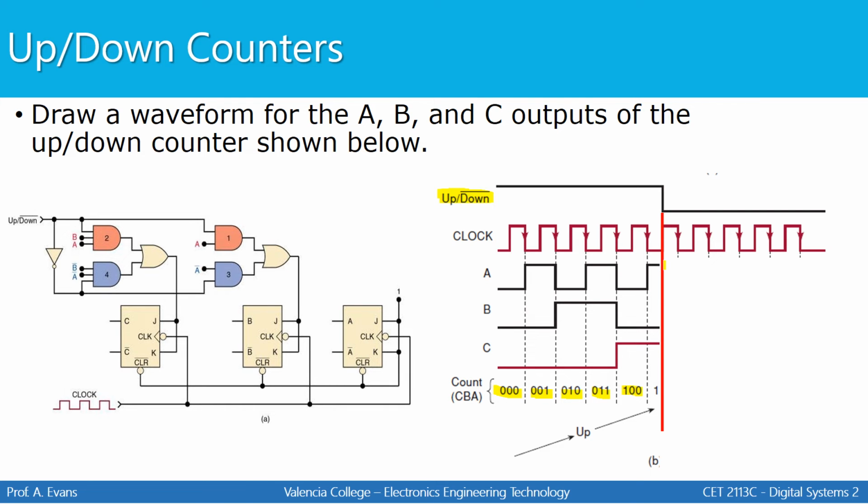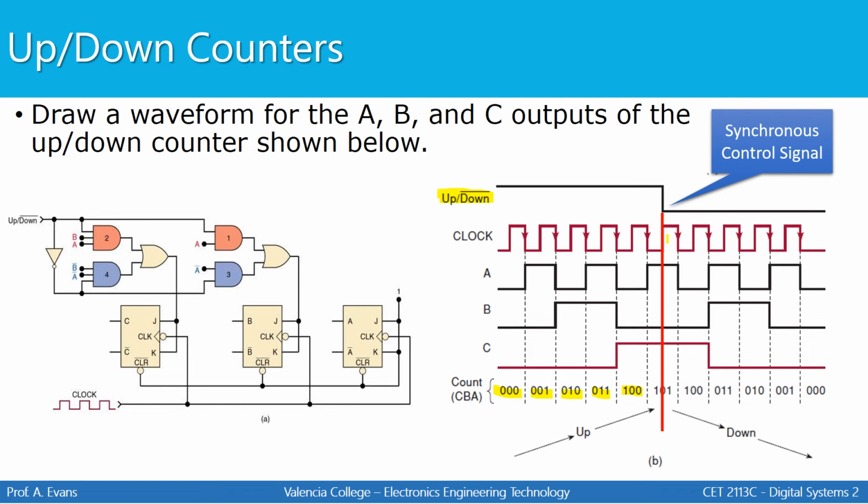Now, up/down is what we call a synchronous control input, which means it will take effect on the next applicable clock transition. It doesn't take effect automatically. So what we're going to see is that after this point, the next clock transition that occurs will cause the counter to begin counting down. So we call that again a synchronous control signal. The effect of this signal doesn't happen until the next clock transition, which is right here.